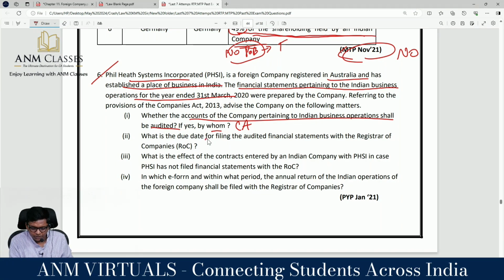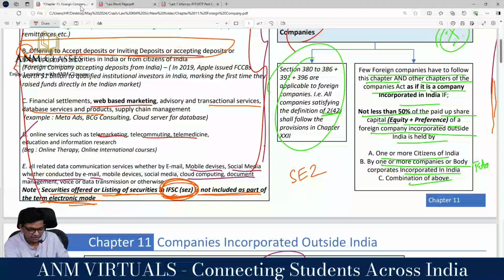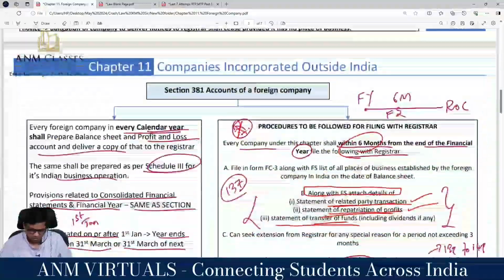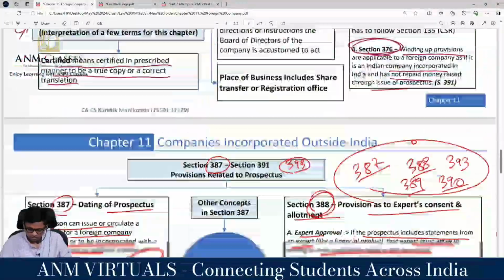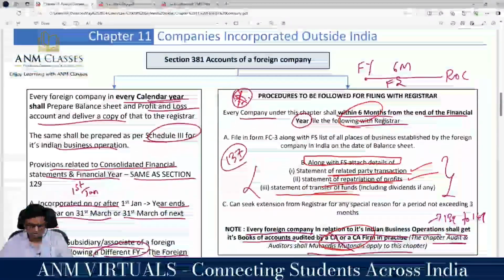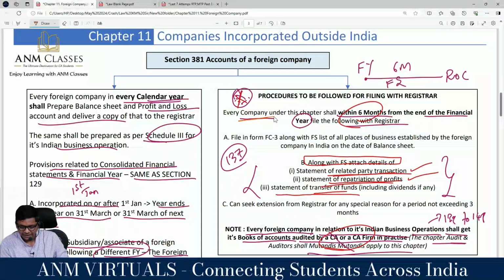Second, what is the due date for filing audited FS with Registrar of Companies in India? Financial statements should be filed within... Annual return is 60 days. This should be filed within 6 months from end of financial year. This one, guys, if I show you provisions, section 381. Every company under the chapter shall, within 6 months from end of financial year, file with the Registrar the following financial statements. Note, it should be audited by a CA. For Indian operation, it should be audited. Are you getting it, guys?